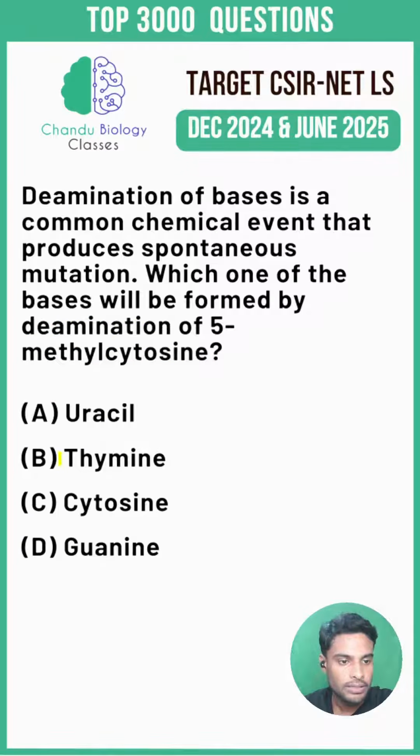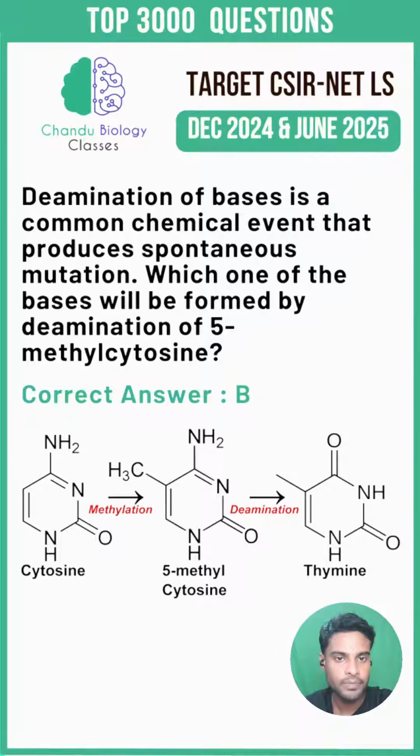So the correct answer would be option B. Deamination of 5-methyl cytosine results in the formation of thymine. When the amino group of the 5-methyl cytosine is removed, the base is converted into thymine, leading to a transition mutation. This is one of the reasons why CpG islands are mutation hotspots, as methylated cytosine can easily deaminate into thymine.